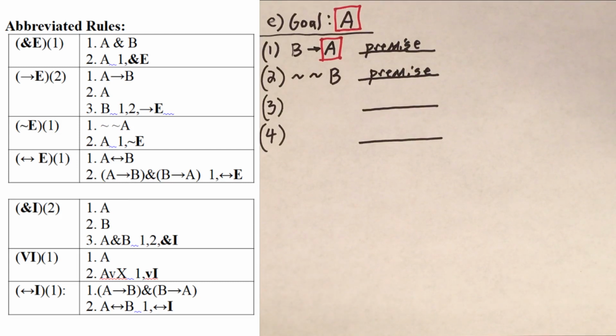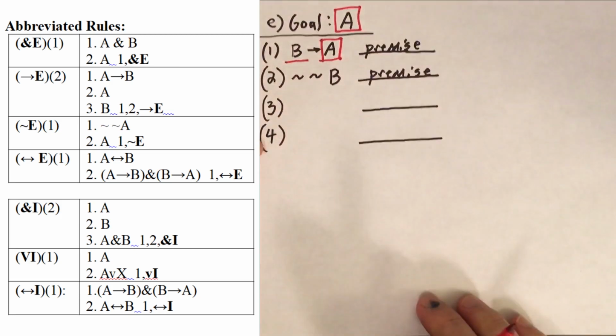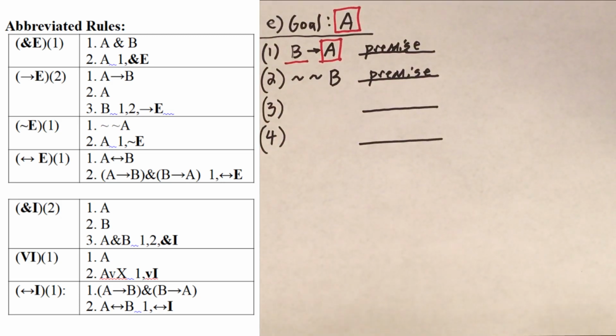So I am trying to get A out of line 1. Line 1 is a conditional. Can I take the right side of a conditional? Yes, but I need to prove the left side first. So this will be my subgoal. I'm going to underline my subgoal. If I get B, then I can get A. So those are my steps.